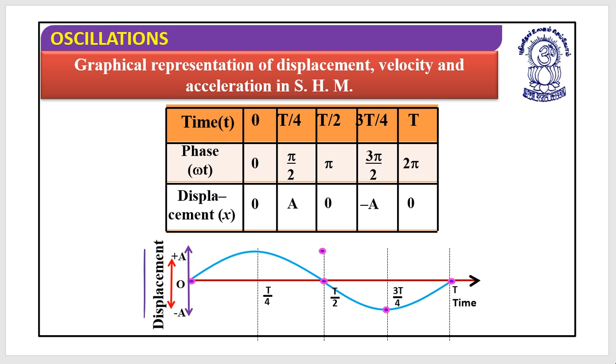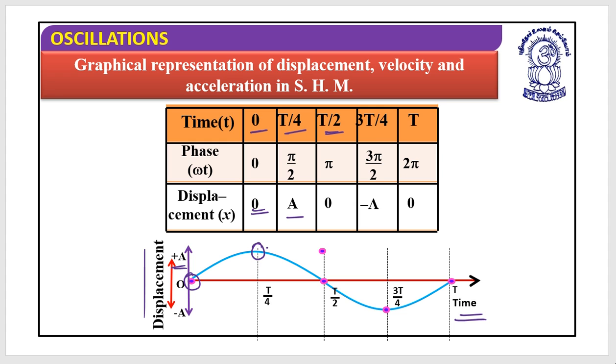This is the graph for displacement versus time. At t equals 0, displacement is 0, so they have started it from here. At t equals T by 4, displacement is maximum, plus A, that we have written over here.